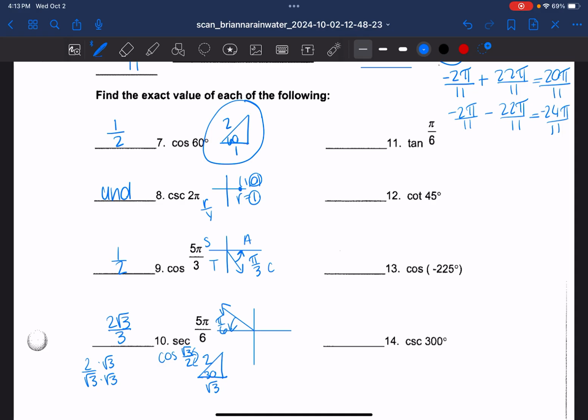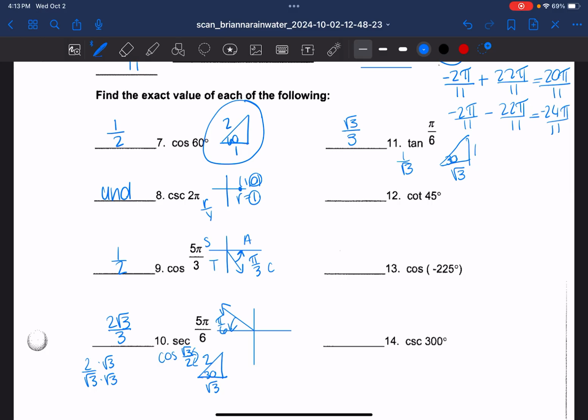Tangent of pi over 6, that's one we should have memorized. Tangent of pi over 6 is going to be our 30-degree angle. So if this is 30 degrees, this is 1, this is root 3. Tangent is y over x, so that's going to be 1 over root 3, but we don't leave root 3 in the bottom, so I multiply by root 3, and we get root 3 over 3.